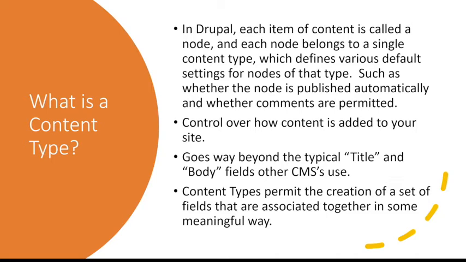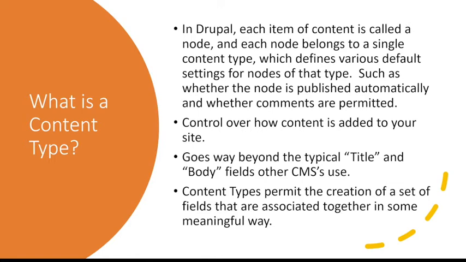So, with that being said, let's look at this slide here. What is a content type? In Drupal, each item of content is called a node. And each node belongs to a single content type, which defines various default settings for nodes of that type, such as if the node is published automatically or whether or not comments are permitted on the node. Those are just fields or settings that are assigned to the node.